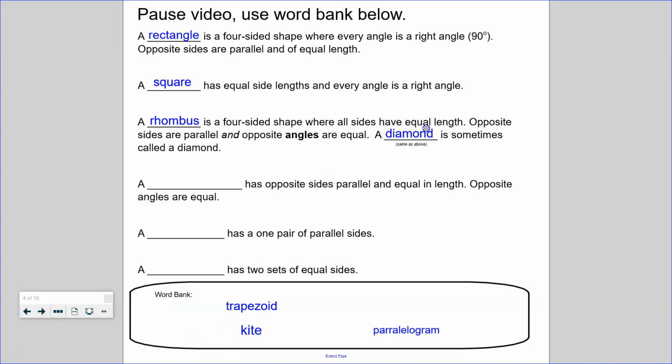because I just realized. All right, a blank has opposite sides parallel and equal in length. Opposite sides are equal, so a blank has opposite sides parallel and equal length. That would be a parallelogram. A blank has one pair of parallel sides. That'd be a trapezoid. And lastly, we have a kite.